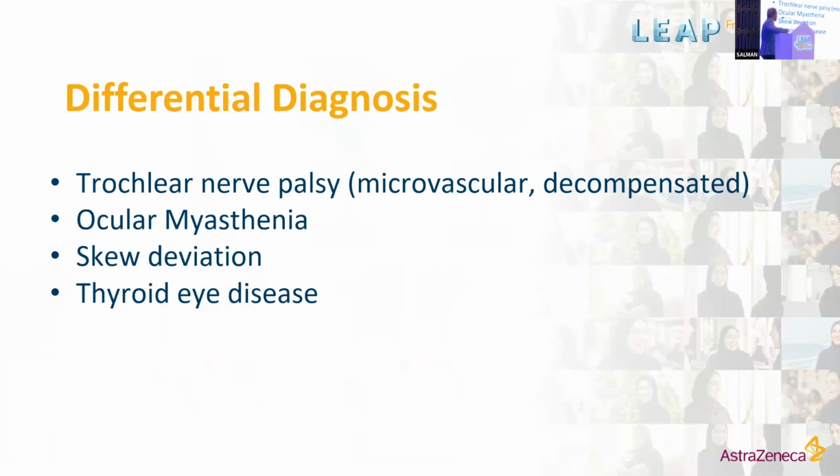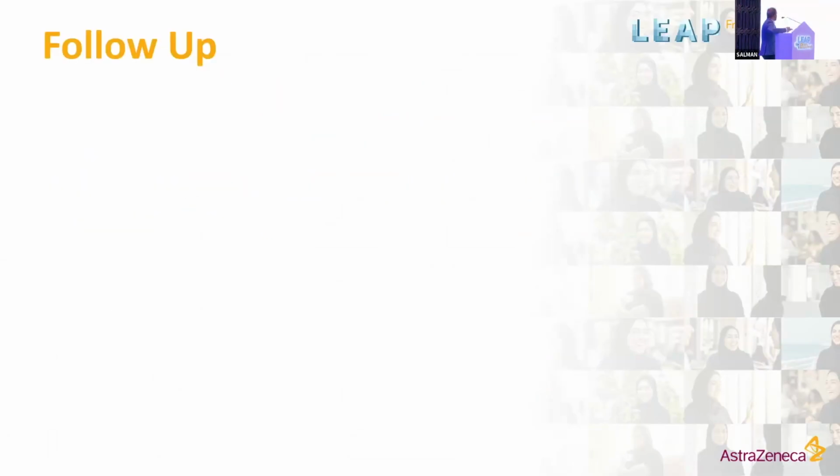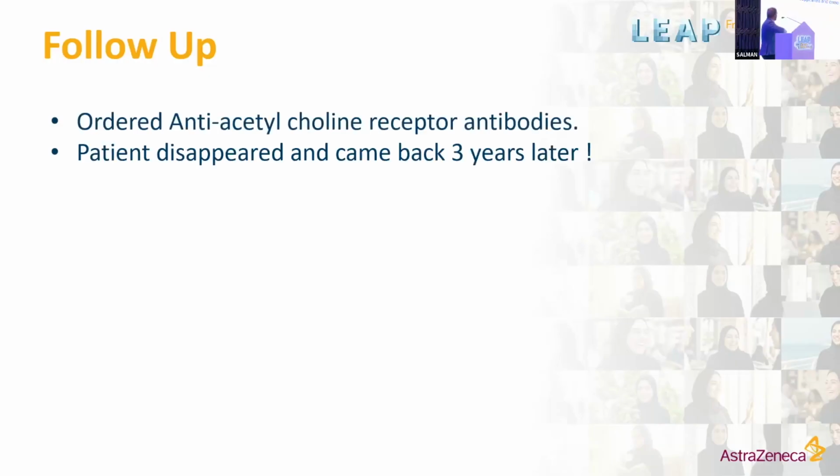So what did I do for this patient? He just did not feel right. I thought he had the fourth nerve palsy at the beginning. So we ordered the receptor tests and he disappeared for 3 years. And then he came back 3 years later saying that 2 weeks after I saw him, he developed generalized weakness, difficulty breathing, and had to be admitted to the hospital, into the ICU.